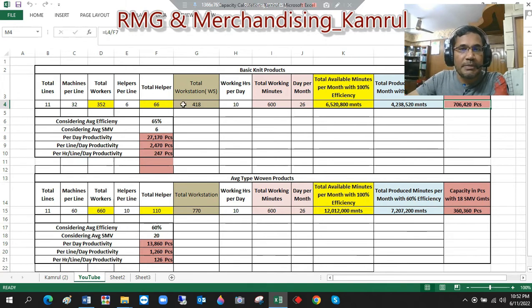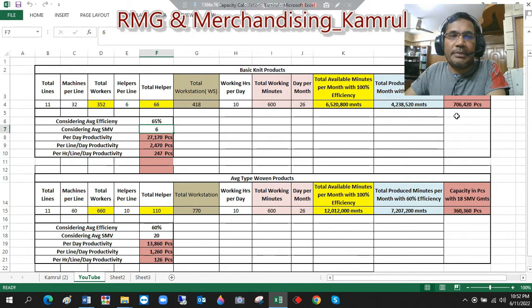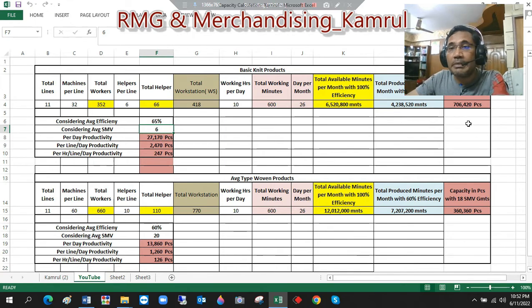For this particular factory, the produce minute is 42 lakh 3852 minutes. You can say 4.2 million minutes. Considering the average SMV, the capacity per piece is approximately 7 lakh pieces. So this factory can do production of this many pieces.